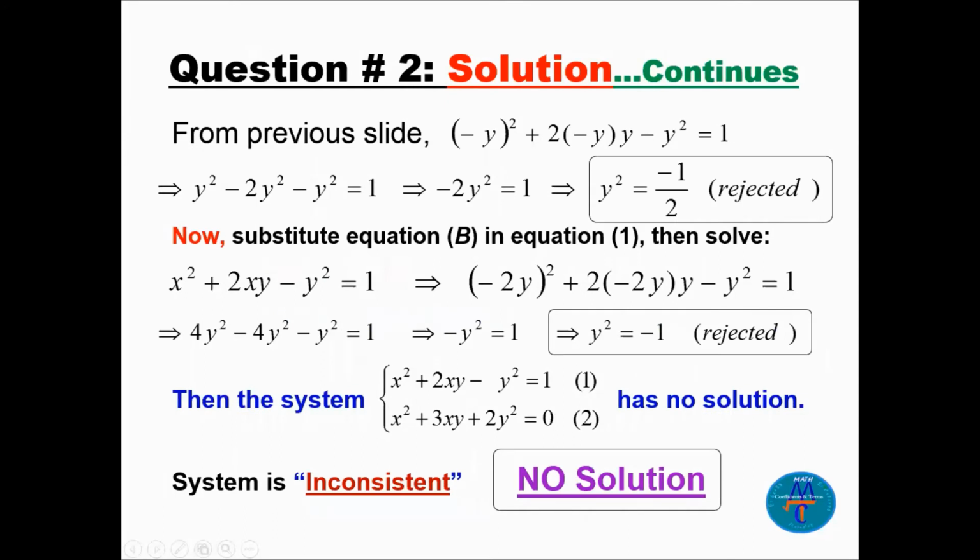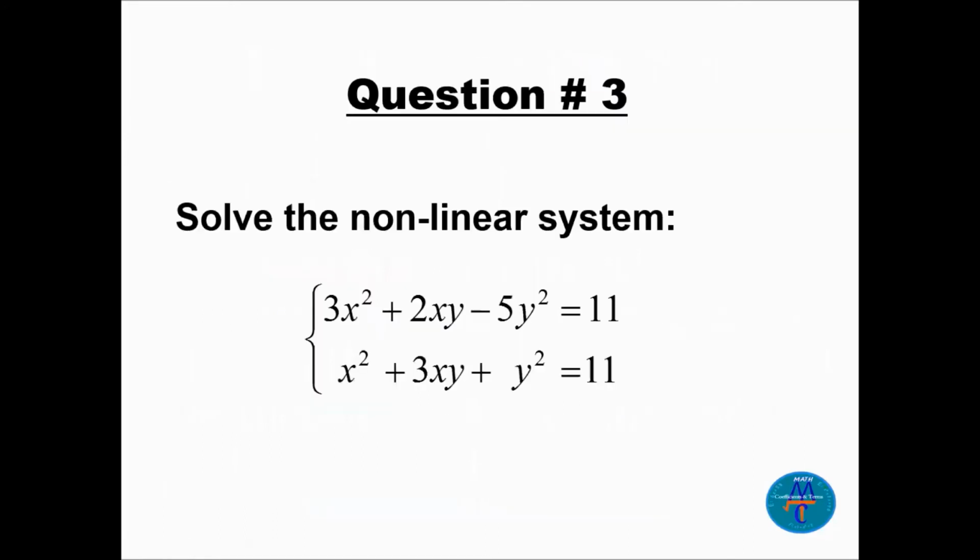All right, let's see now, question number 3. Solve the nonlinear system. 3x squared plus 2xy minus 5y squared is equal to 11. You see, also, we have another problem here. What can we do? We cannot substitute, we cannot eliminate, we cannot, what can we do? Take a second also, please. Think, put your ideas on a paper and see.